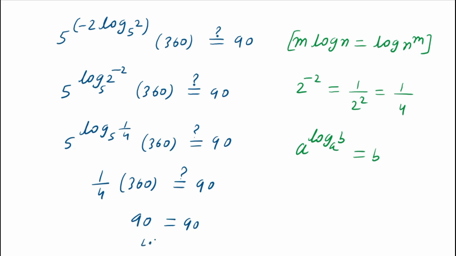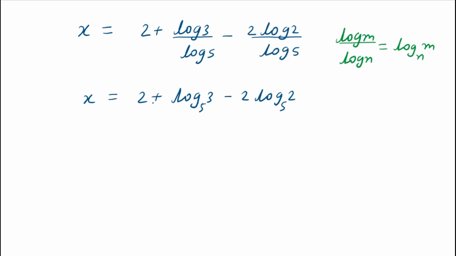Here the left hand side is equal to the right hand side. If you substitute x equal to 2 plus log 3 with base 5 minus 2 times log 2 with base 5 in the given exponential equation, it means our value of x is correct. This is our final answer.